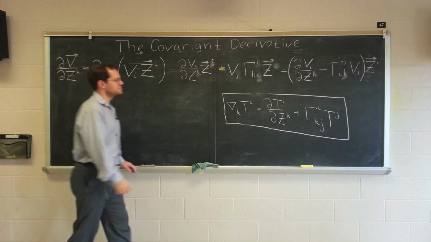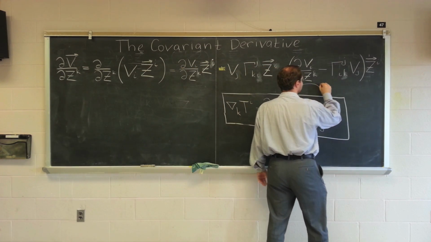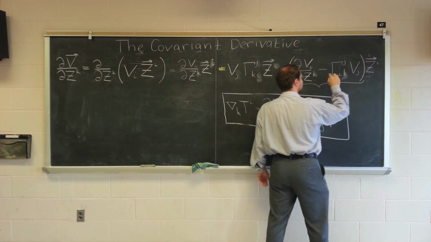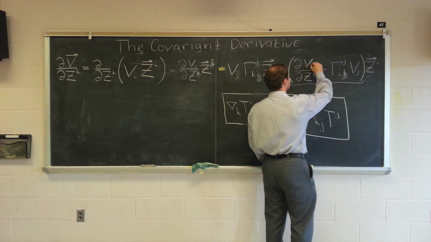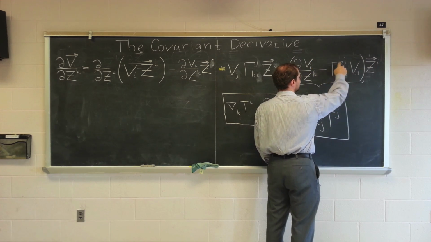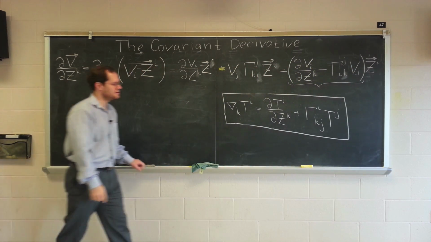And that's the answer. So this is the component of the rate of change. And it's once again a tensor, except when we're dealing with covariant components now, there's a minus sign and the Christoffel symbol is used a little bit differently.